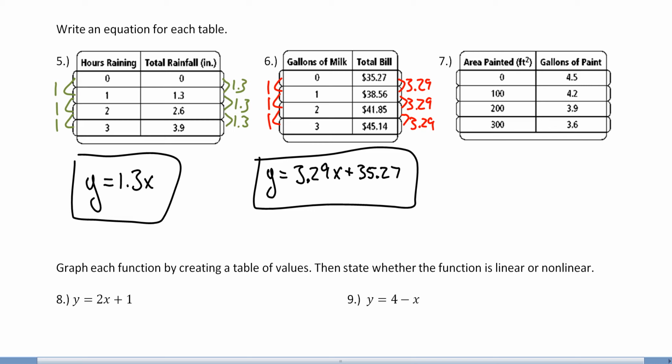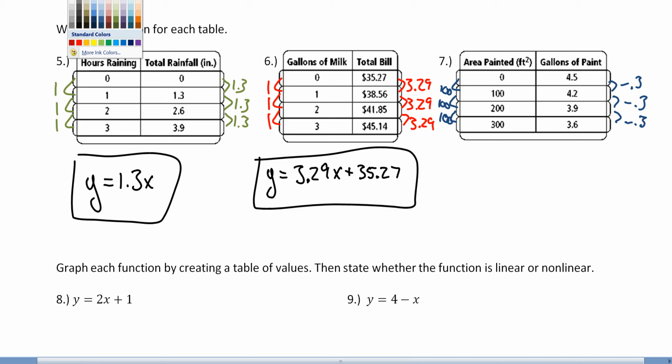And in this one, again, we're going to check the differences here. So this is going up by 100 each time. And that's a little bit different from the last couple where they were going up by 1. This guy is going down by 0.3 each time. And so they are increasing or decreasing consistently. Every time x goes up by 100, the y goes down by 0.3. And so when you think about it, it's still consistent, so it's still going to be linear.